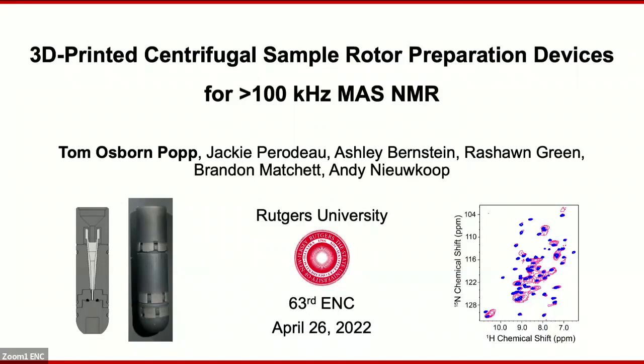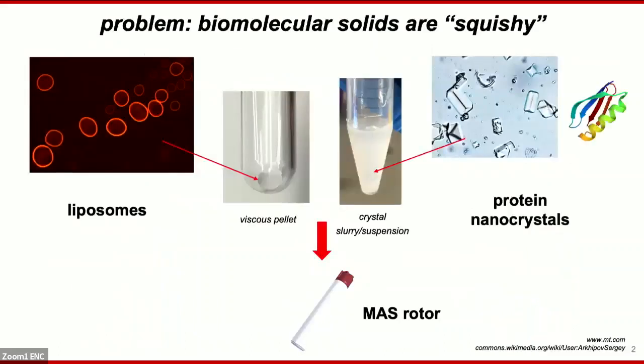Okay, thanks. So the ability to spin samples at 100 kilohertz MAS has enabled the collection of very high resolution solid state NMR spectra of biomolecular solids. However, the preparation of these rotors for these experiments can be quite challenging. So today I'm going to tell you a little bit about the work that we've done in developing 3D printable centrifugal packing tools for these rotors for these experiments.